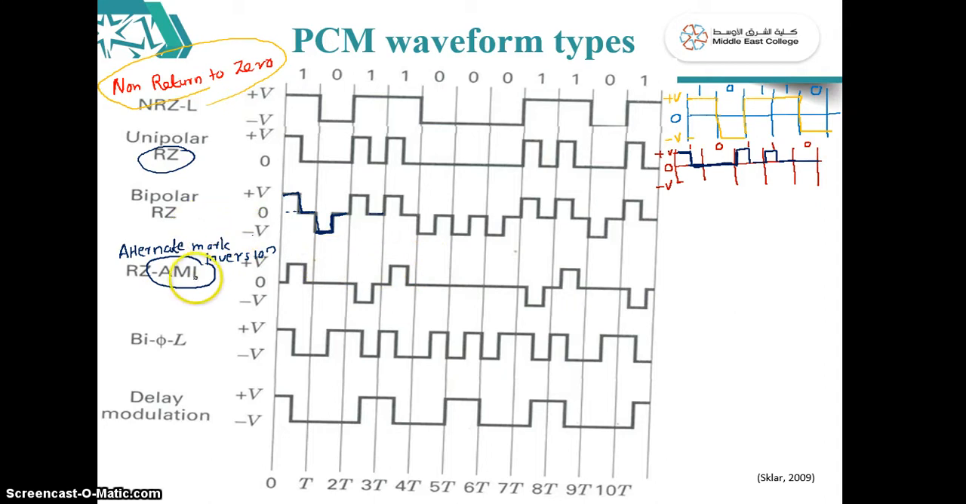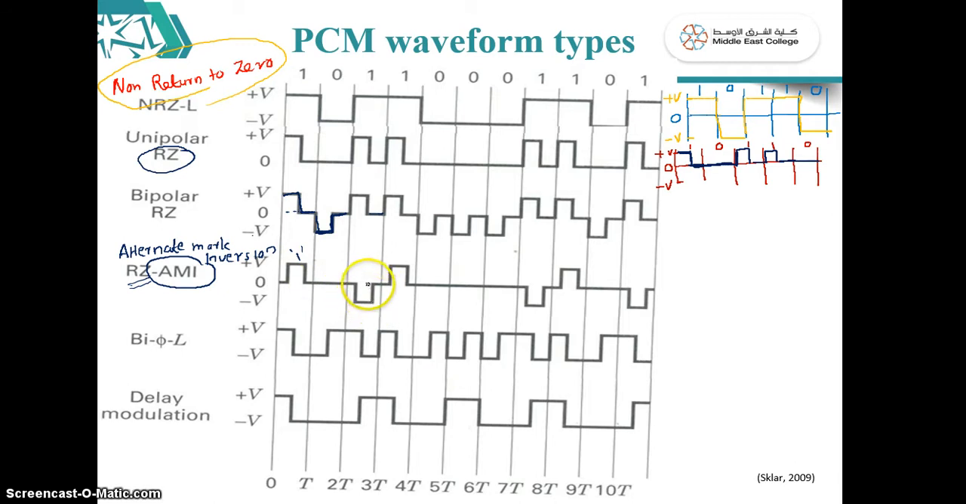So in return to 0 AMI, alternate mark inversion, a 1 is represented by again a half bit wide pulse, but it should come back to 0. It is returned to 0, coming back to 0 before the end of the bit interval. And zeros are represented by absence of pulse.